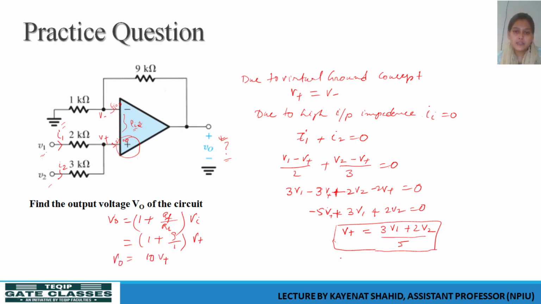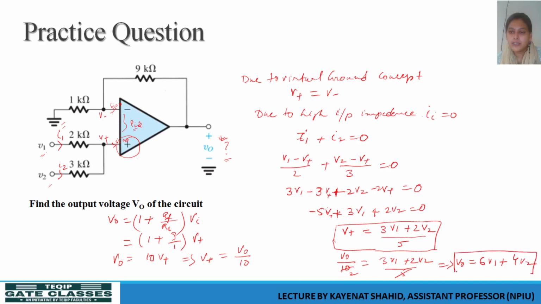So V plus is nothing but VO by 10. We can put it directly here and find the relation. VO by 10 equals 3V1 plus 2V2 by 5, which gives VO equal to 6V1 plus 4V2. So what we are getting at the output is a weighted sum of the input voltages.